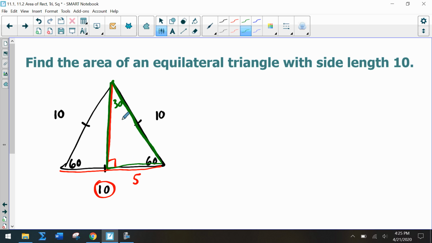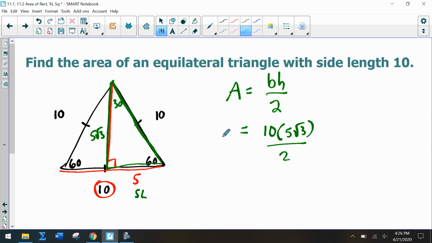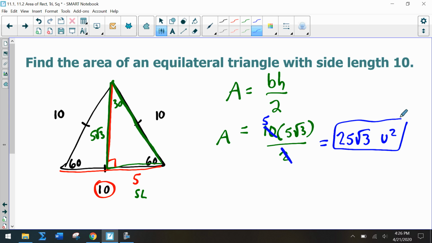So if this is across from the 30, this is my short leg. To get my long leg, which is my height, I have to multiply 5 by root 3. So we got 5 root 3 here. So the area of a triangle is base times height over 2. Our whole base is 10, and the height we found was 5 root 3, and we're dividing that by 2. Again, we can reduce before we multiply: 2 goes into 10 5 times, and we get 25 root 3 square units as the area of this triangle.